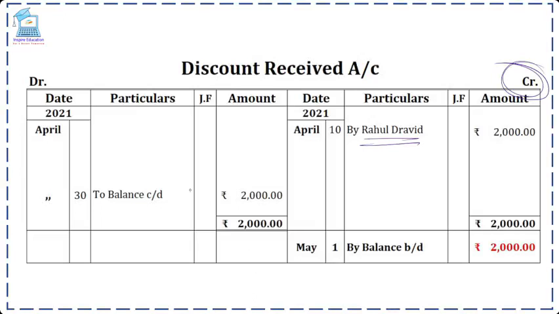See, here we have closed the account at the end of the month, on April 30. So the balance is carried down at the beginning of the next month. Generally at the end of the month accounts are closed. So at the end of April the account is closed, the balance is found, and at the beginning it is brought down. That's why it is May 1. Is it clear, Pavani madam?